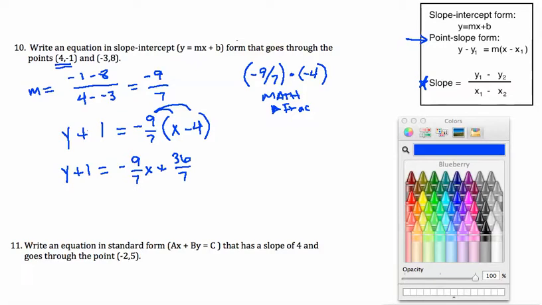Okay, but we're not quite done. Y is not by itself, so we need to subtract 1 from both sides. And in your calculator, you can just press -1. It'll take your old answer, which was 36/7, and take away 1. Press enter, and it'll actually give you the fraction. It should, depending on your calculator, maybe it won't. But if it doesn't, just change it back into a fraction. Okay, plus 29/7. There we go.